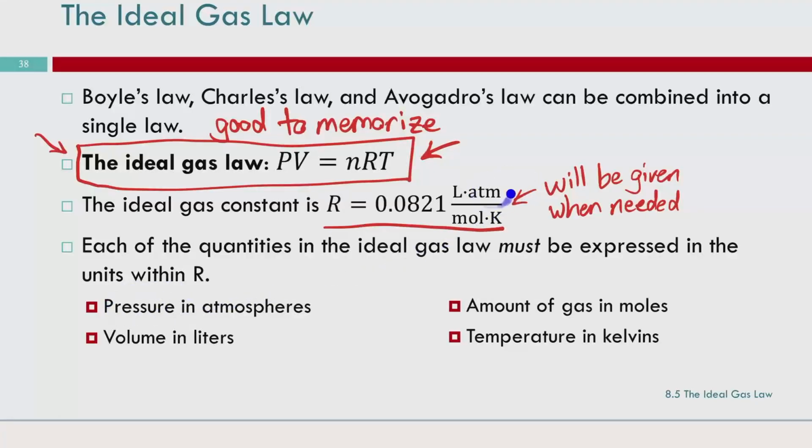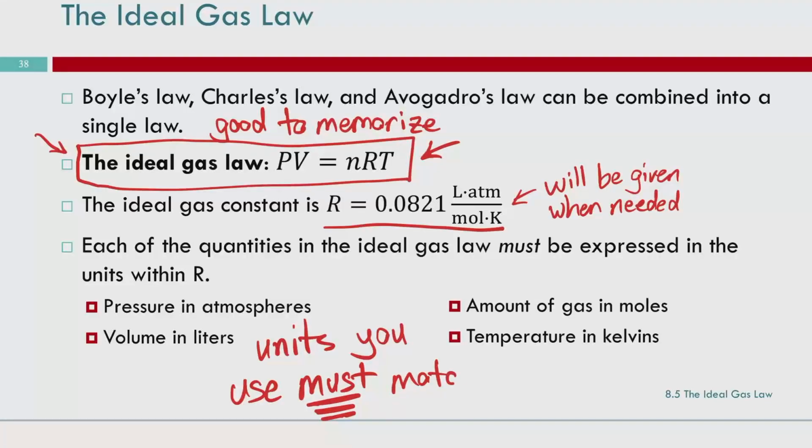Our pressure has to be in atmospheres. Our volume has to be in liters. The amount of gas has to be in moles, and the temperature has to be in Kelvin. So the units you use must match the units in R. That's part of the reason why we can have multiple options for R.